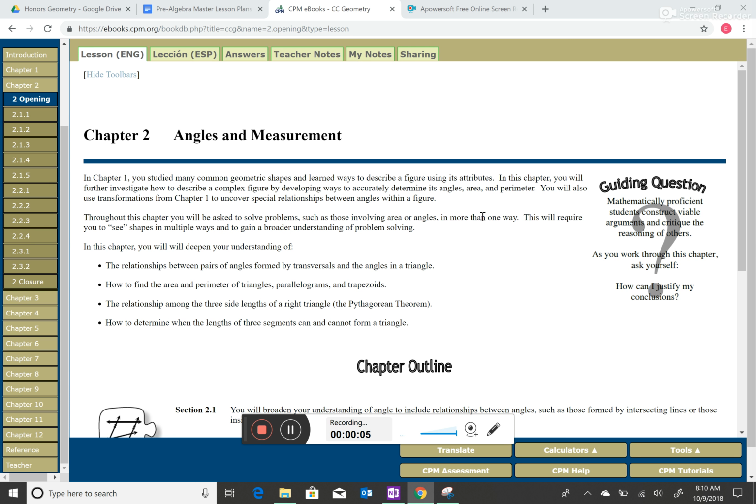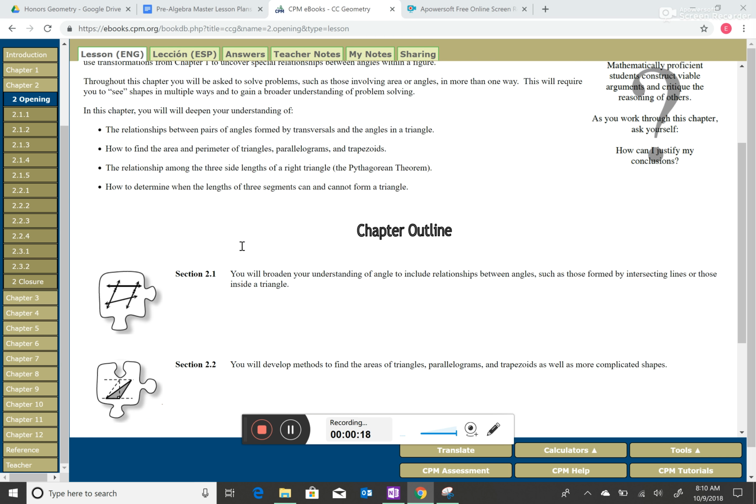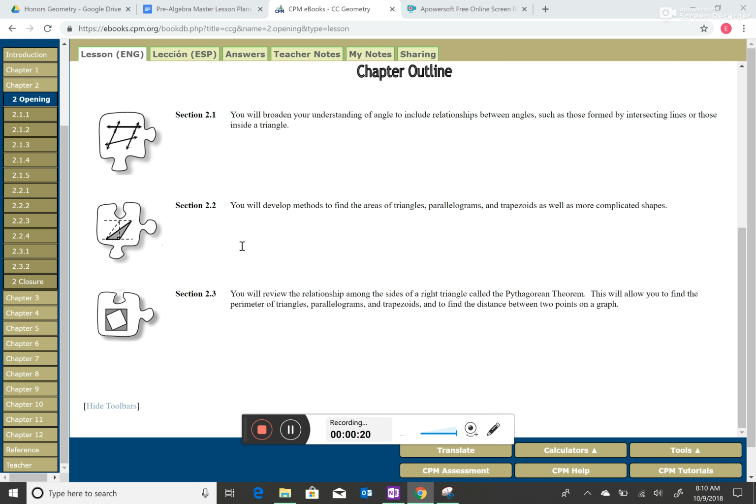Hi everybody. Today we are going to do a review video for chapter 2 because you guys have a team test tomorrow. Chapter 2, in case you forgot, was all about angles and measurements. So a lot of triangle work, a lot of different line work. So these are the three sections we went through.